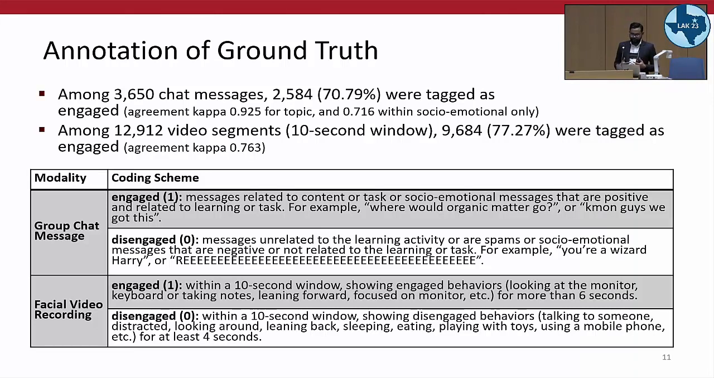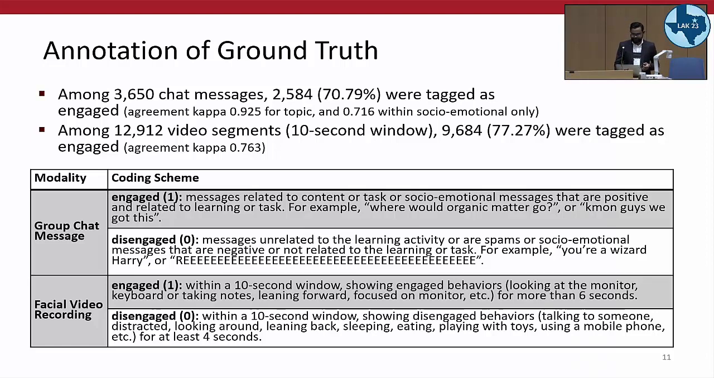For facial video recordings, we used a 10-second window to mark each window as engaged or disengaged. When students were working on their laptop or taking notes or focused on the monitor, we marked those as engaged. But other than that, when students were working on their phone, playing games, or even sleeping, those were marked as disengaged. About 70% of the chat data were tagged as engaged, and about 77% of the video data was tagged as engaged.